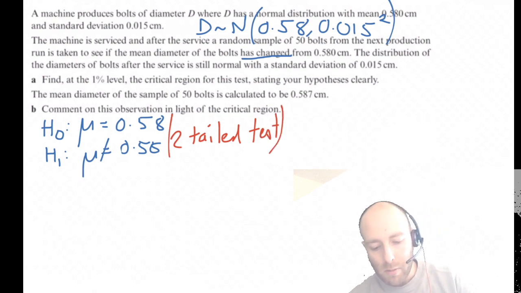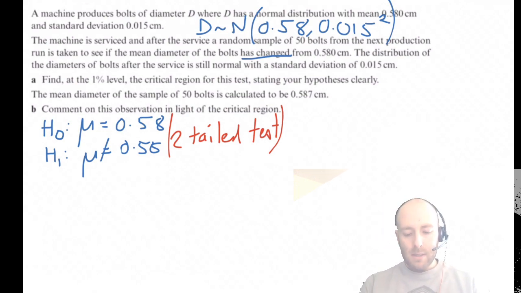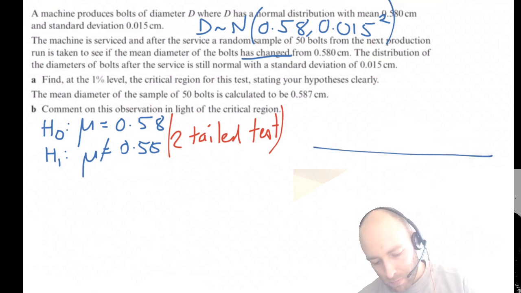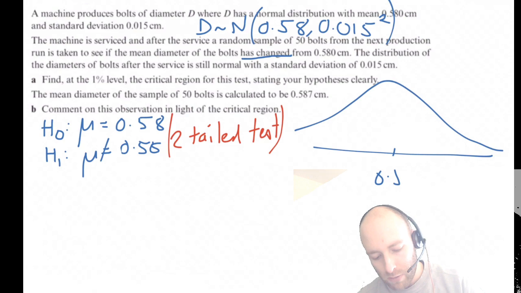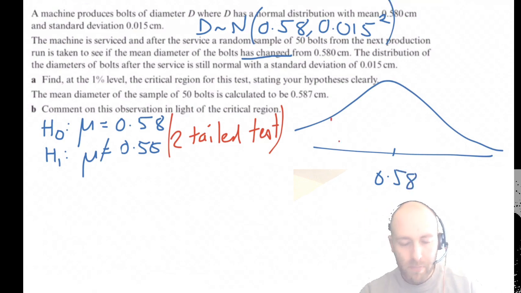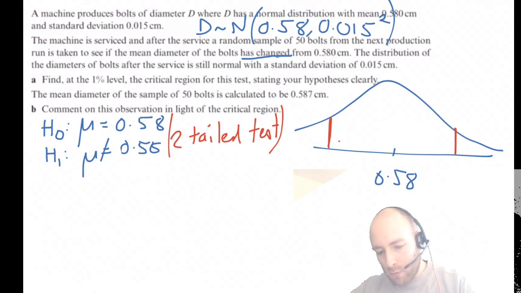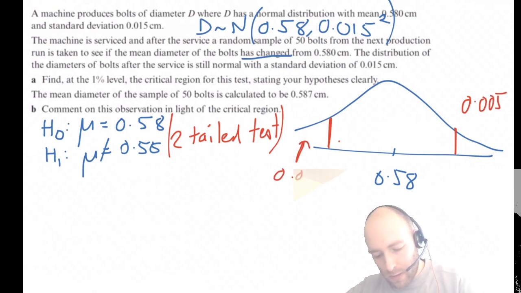Cool. Okay, so back to the question. We're looking at the 1% level. If I sketch my distribution, we're trying to find out what these critical regions are. If it's 1% in total, we need to split that up for each tail. So we're going to have 0.5% or 0.005 there, and we'll have 0.005 there as well.